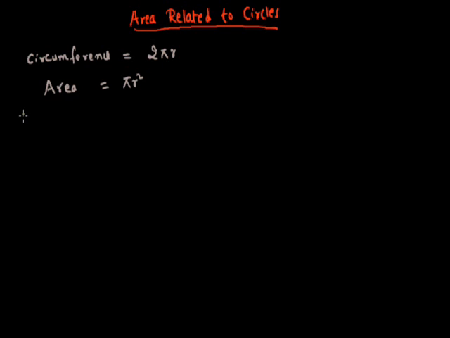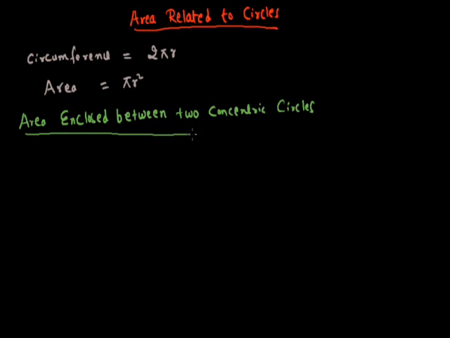Area enclosed between two concentric circles. Now there are two circles which are concentric. The first circle is this and the second circle is this. For both the circles the centers are the same. Now we have to find the area bounded by these two concentric circles, this area.